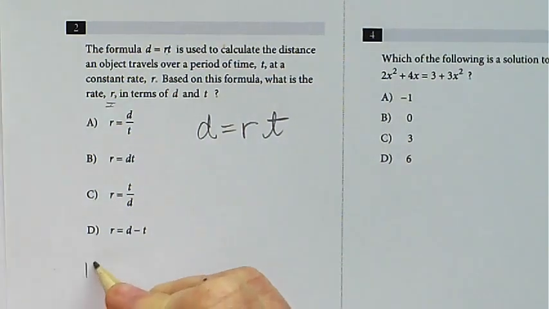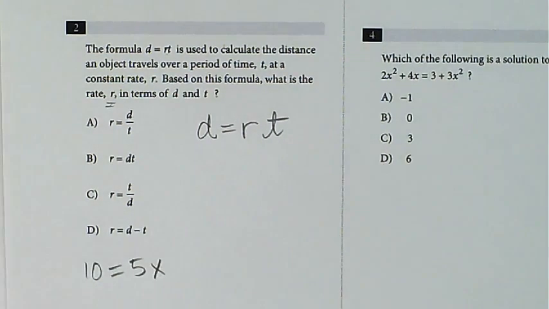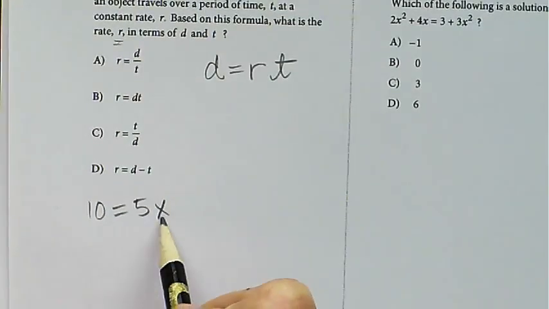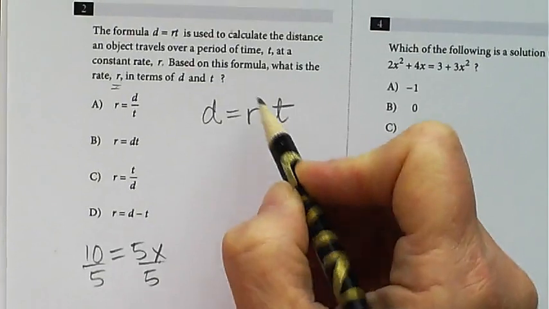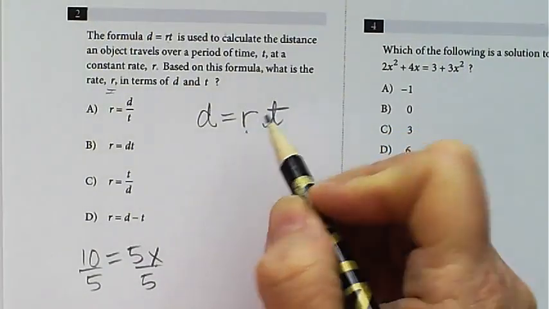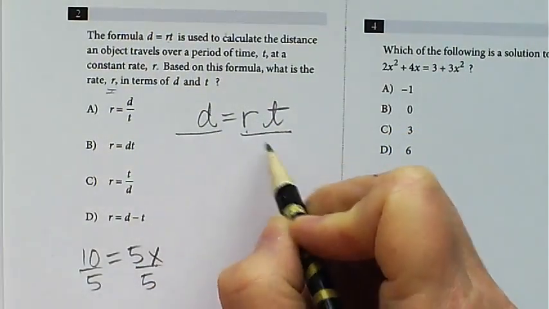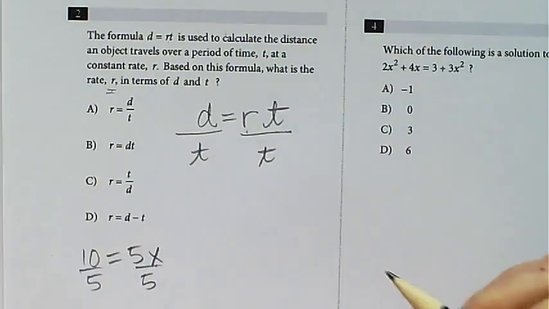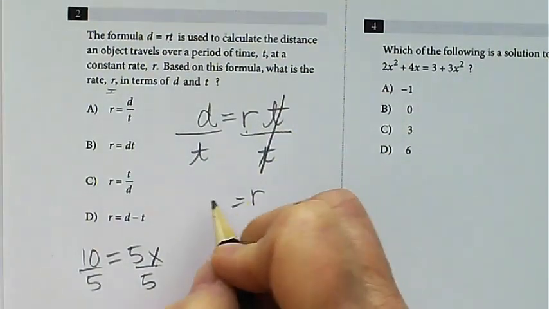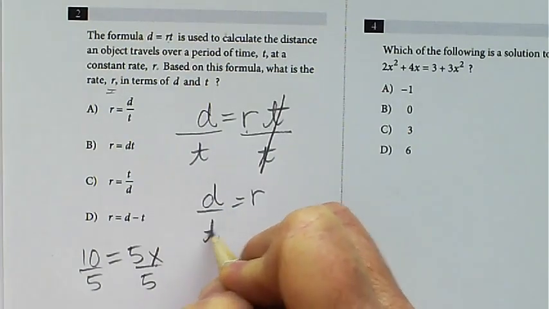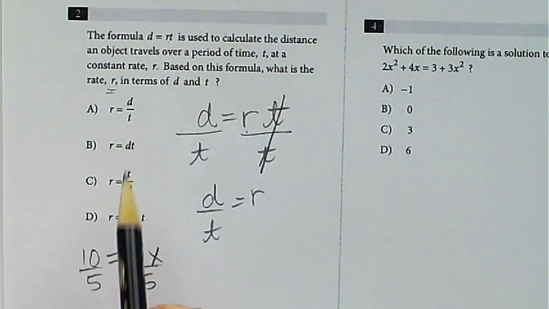If you had something like 10 equals 5x, and you were getting x by itself, you would divide both sides by 5, right? Here you want to get r by itself, so you're going to divide both sides by t. So r equals t divided by t is 1, distance over time. So that's A.